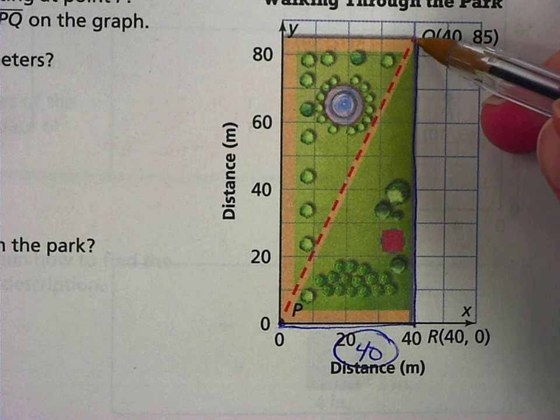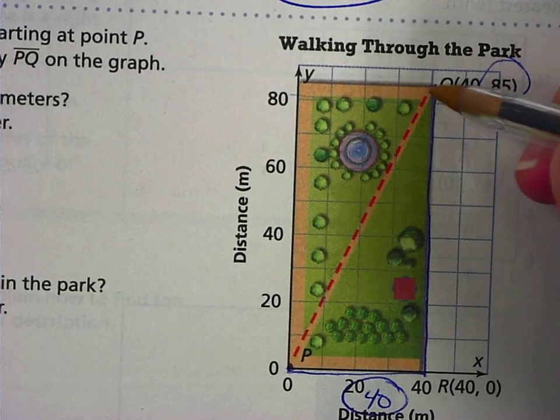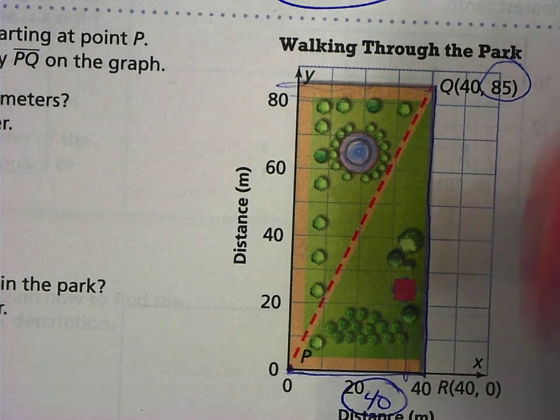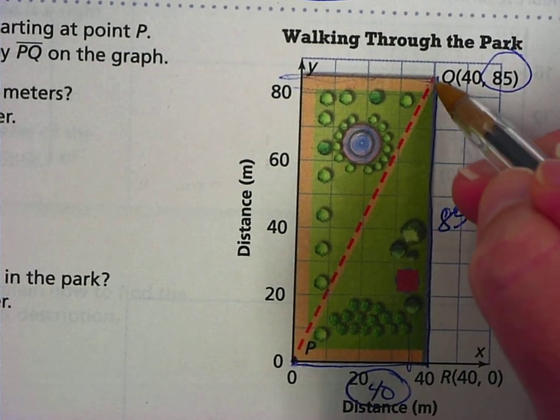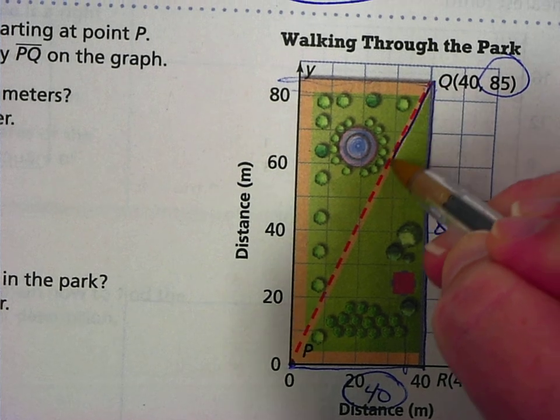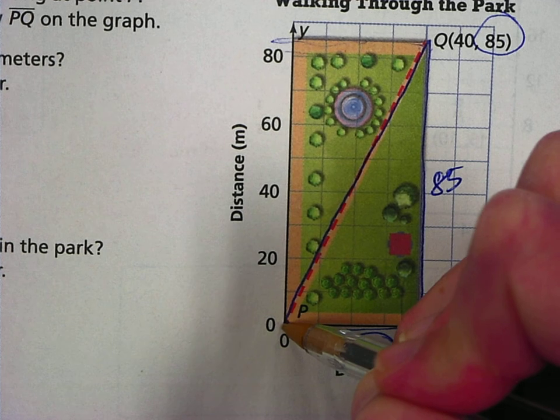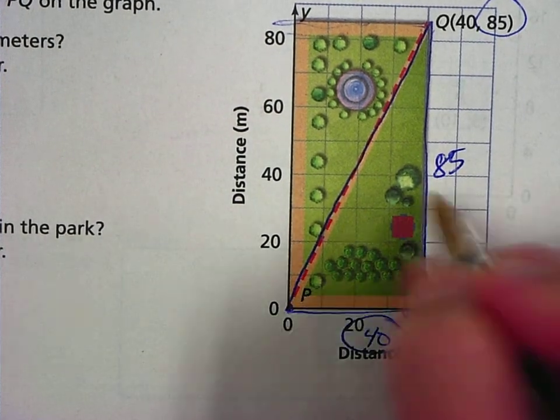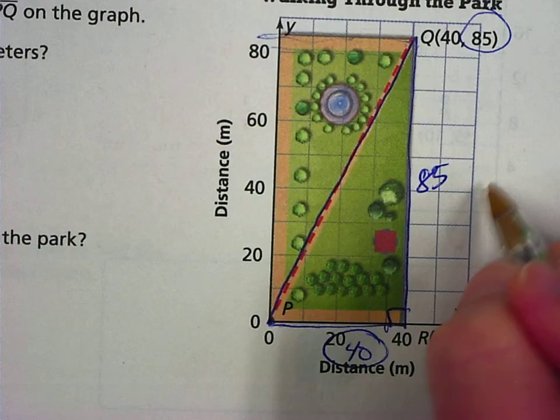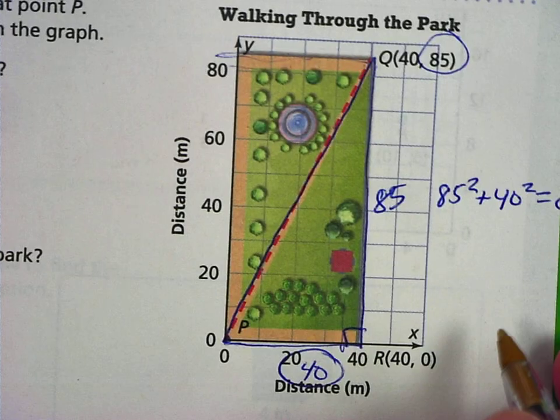So now you walk from here to here. So this is actually 85. It actually tells you right here, this is 85 from here to here. 85 meters. And then it says you take a shortcut represented by the line PQ. So then you took a shortcut all the way back here. So it wants to know what's the length of that shortcut. Well, if you walked 40 meters this way and 85 this way, these are your legs. So 85 squared plus 40 squared equals c squared.